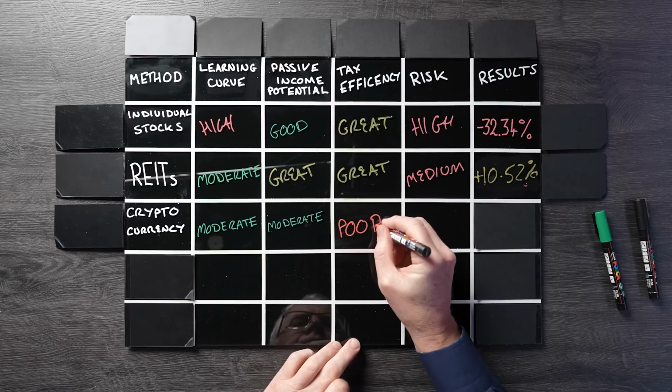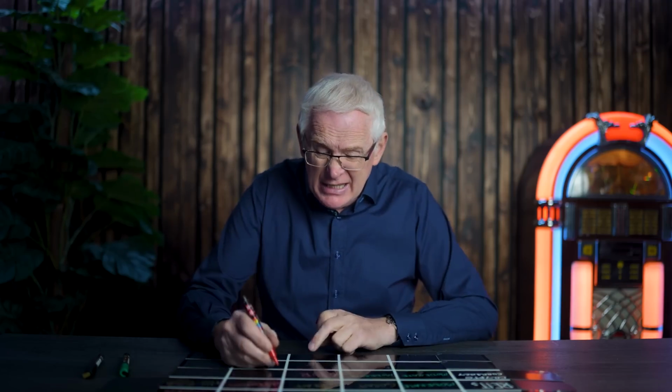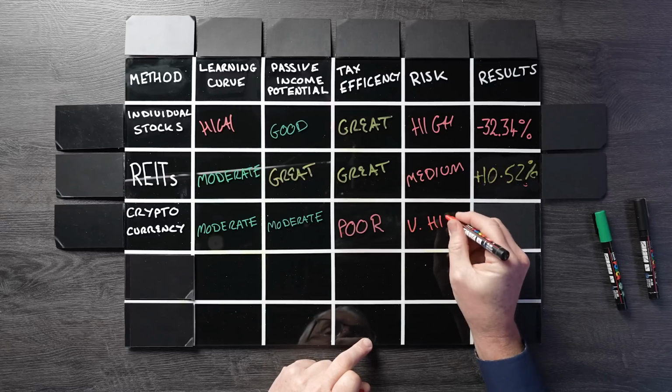Taxes are a tricky part of crypto investing. In many countries, even swapping one cryptocurrency for another counts as a taxable event. And if you earn staking rewards, those are also taxed as income. You also can't hold crypto in tax-advantaged accounts like ISAs or Roth IRAs, which makes it less tax efficient than stocks or REITs. In terms of risk, I'd have to say it's very high. Crypto is one of the most volatile investments out there. Prices can soar 1,000% in a year, but they can also crash just as fast.